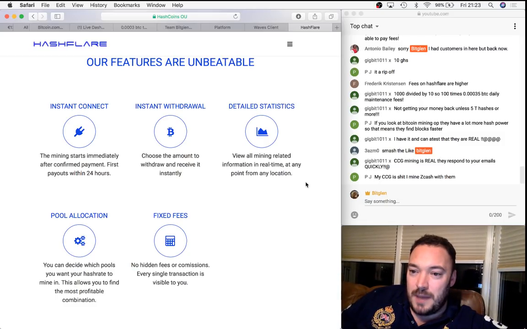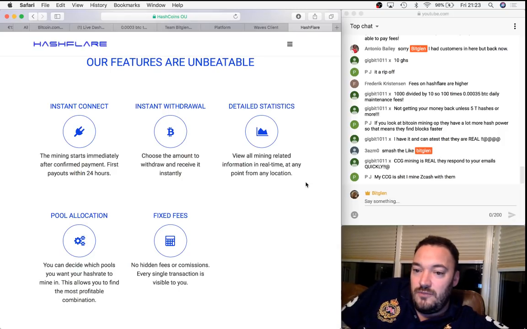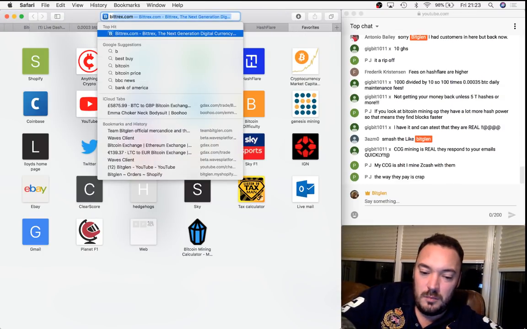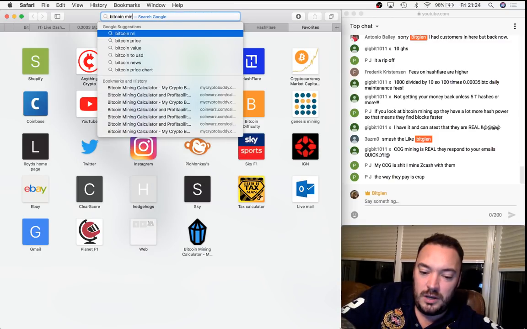Not getting your money back unless 5 terahashes or more. If you look at Bitcoin mining op, they have a lot more hash power, so that means they find blocks faster. If you look at Bitcoin mining, is that the website we was just on, PJ? Is that the one you're referring to? Bitcoin mining.